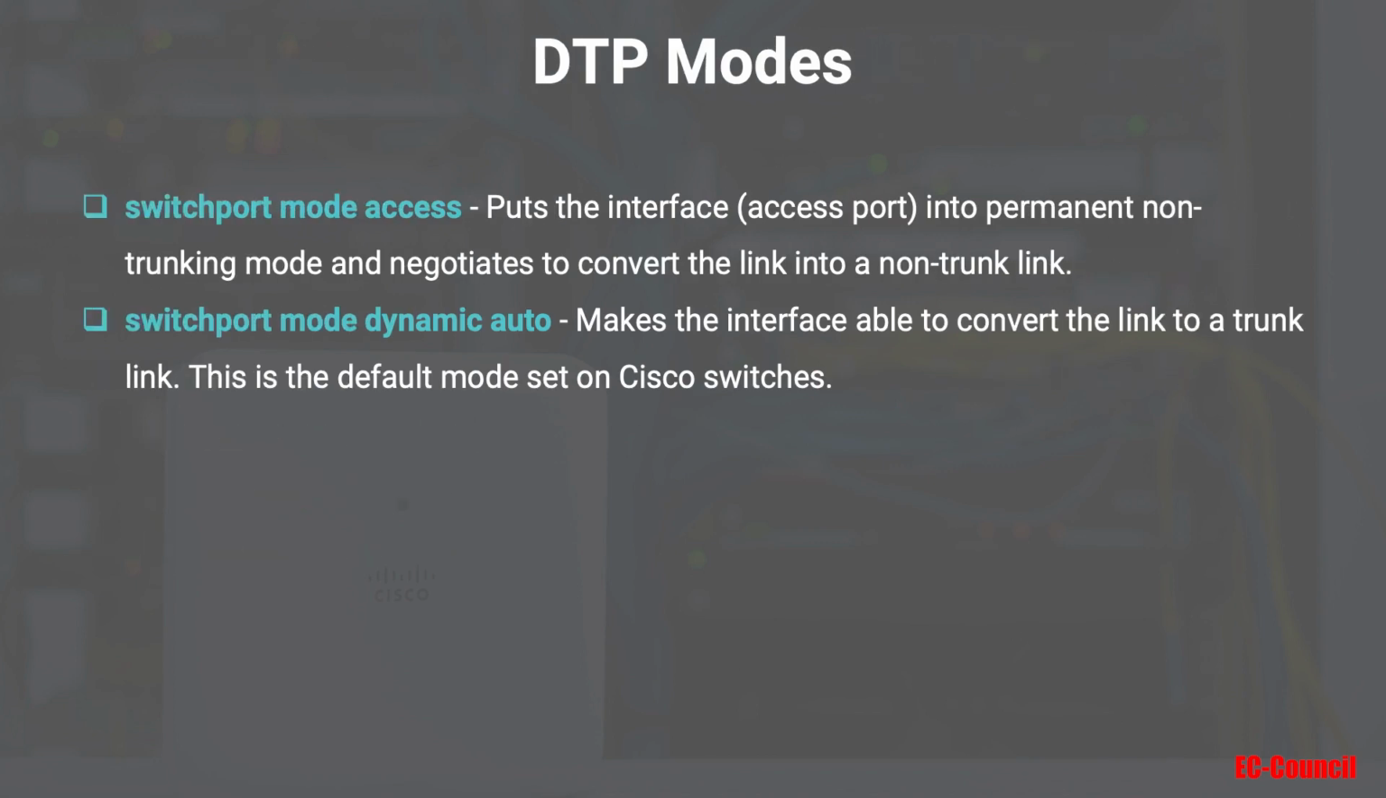These here are the different modes for DTP. The switchport mode access command simply puts the interface into an access port, permanently, so therefore it will never be trunking, or negotiating to convert the link to a non-trunk link. So this is why we use the command switchport mode access, so it will always be an access port. There's another command, switchport mode dynamic auto. This simply makes the interface able to convert the link to a trunk link. This is actually the default mode on all Cisco devices. Well, to be specific, it is the default mode on Cisco switches.